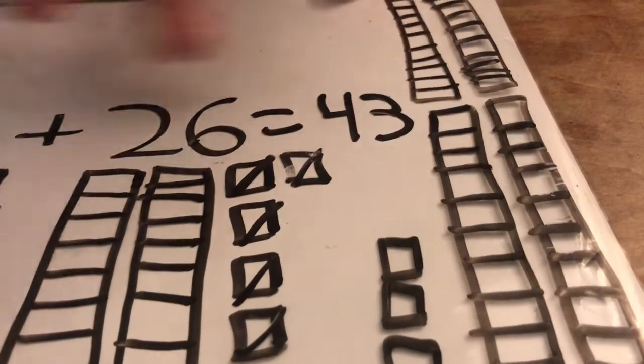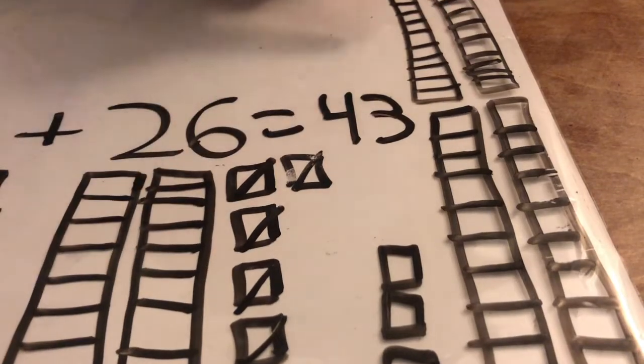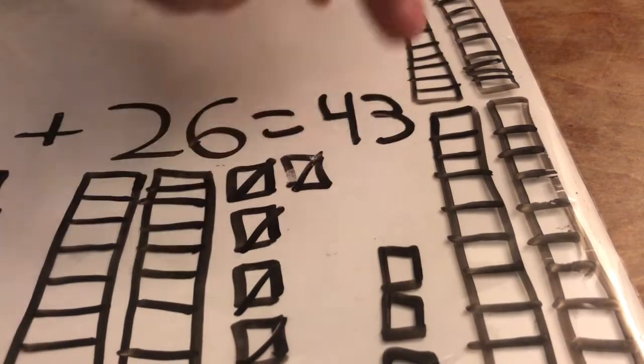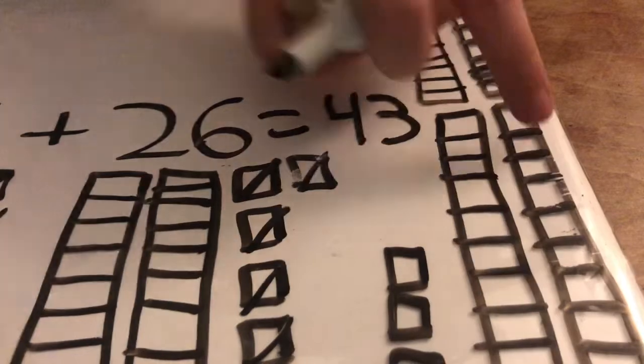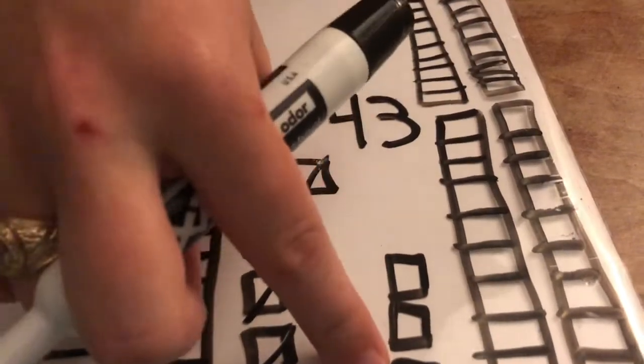We can also count and know that we have 43 total cubes. So I'm counting by tens and then ones. 10, 20, 30, 40, 41, 42, 43.